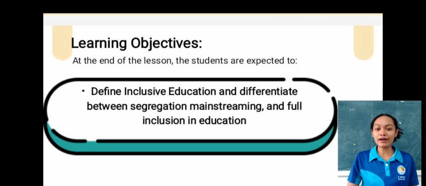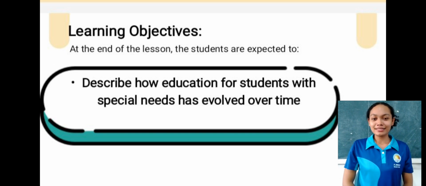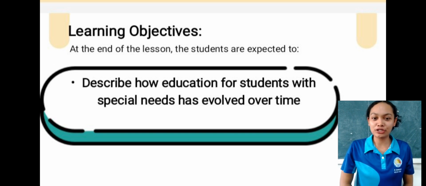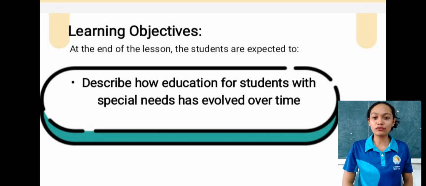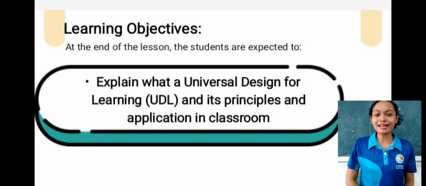First, define inclusive education and differentiate between exclusion, segregation, mainstreaming, and full inclusion in education. Second, describe how education for students has evolved over time. And lastly, explain what Universal Design for Learning is, and its principles and application in the classroom.